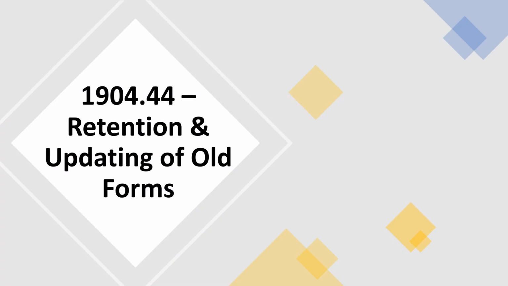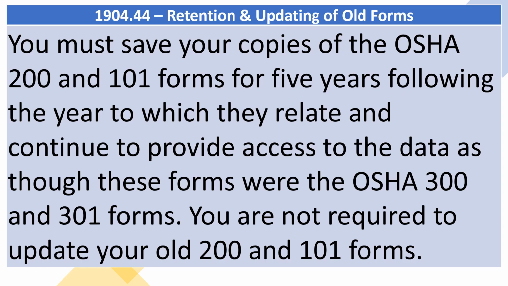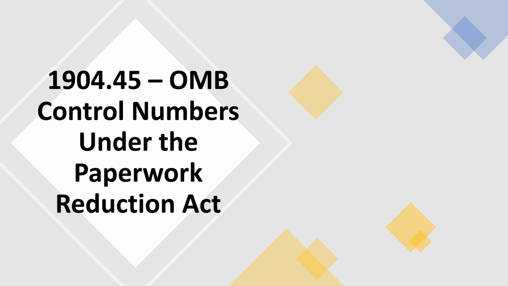OSHA 1904.44. Retention and updating of old forms. You must save your copies of the OSHA 200 and 101 forms for 5 years following the year to which they relate and continue to provide access to the data as though these forms were the OSHA 300 and 301 forms. You are not required to update your old 200 and 101 forms.